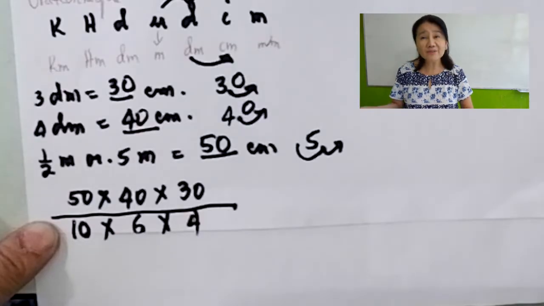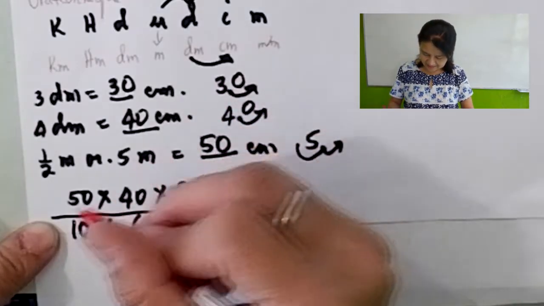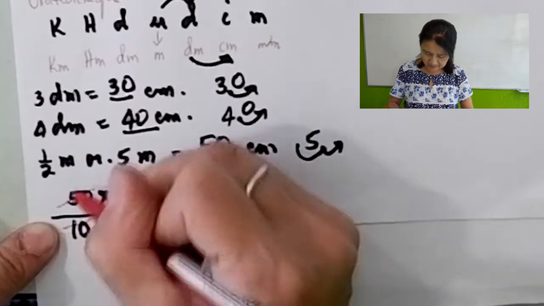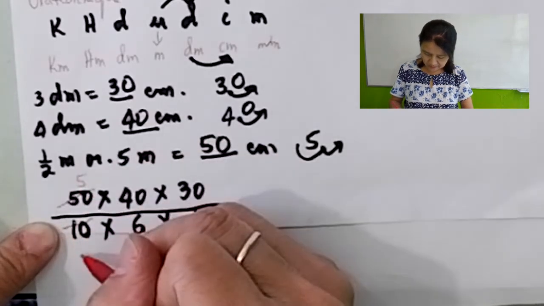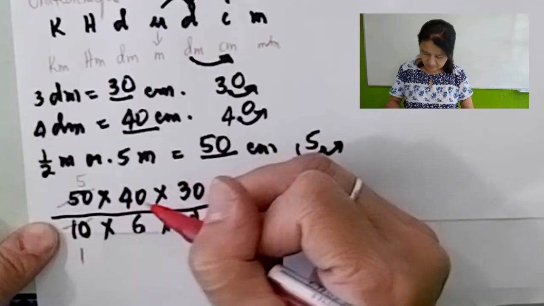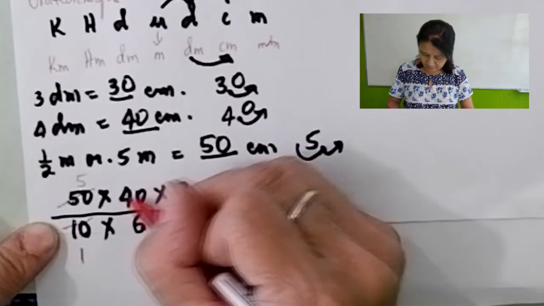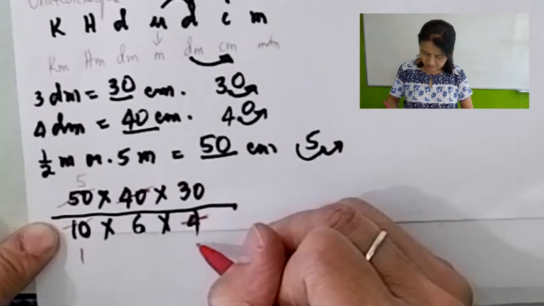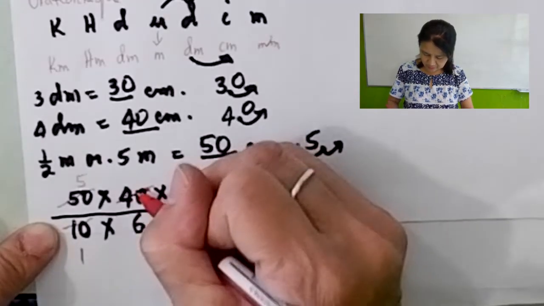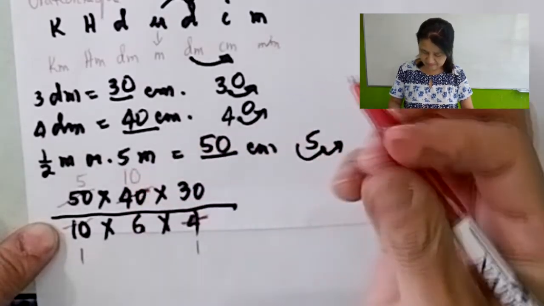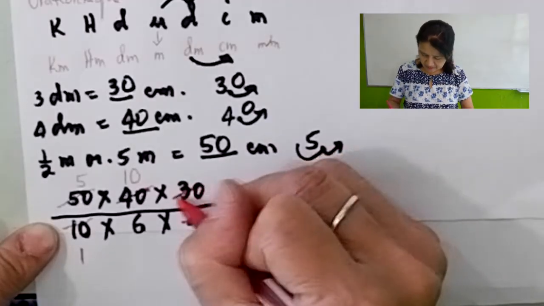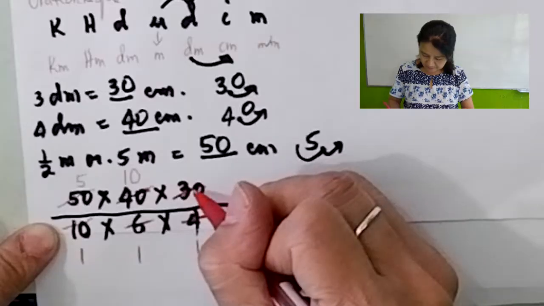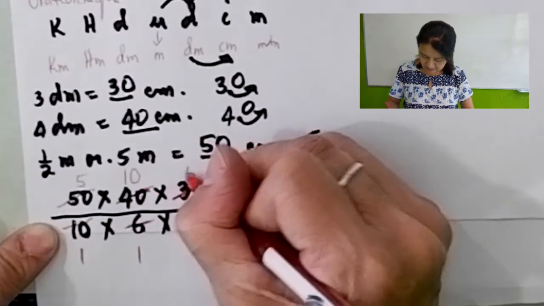So all we have to do is to cancel. This is easy. 50 divided by 10, so we get 5 here, here 1. And then 40 divided by 4. 4 divided by 4 is 1. 40 divided by 4 is 10. 30 divided by 6. 6 divided by 6 is 1. 30 divided by 6 is 5.